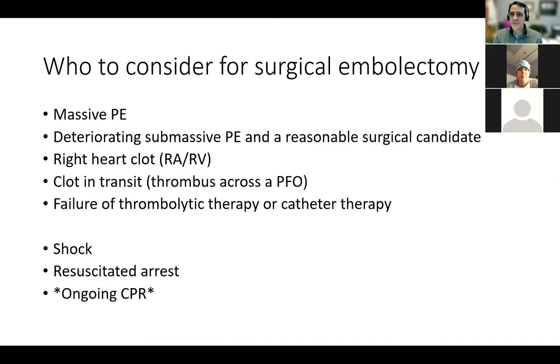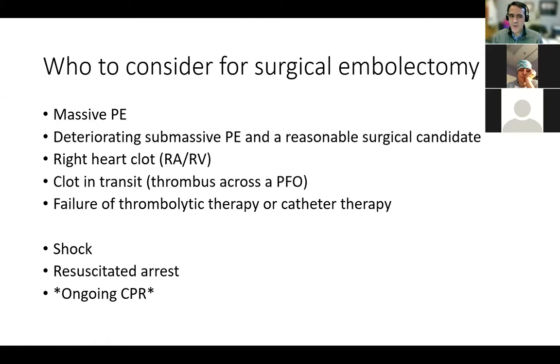And I think that was the right choice, obviously, in that moment. So who to consider for surgical embolectomy? As Chris suggested, obviously the massive pulmonary emboli, which we think are reasonable surgical candidates, or where thrombolytics may not be used or are contraindicated. Deteriorating submassive PE, as we've just talked about.